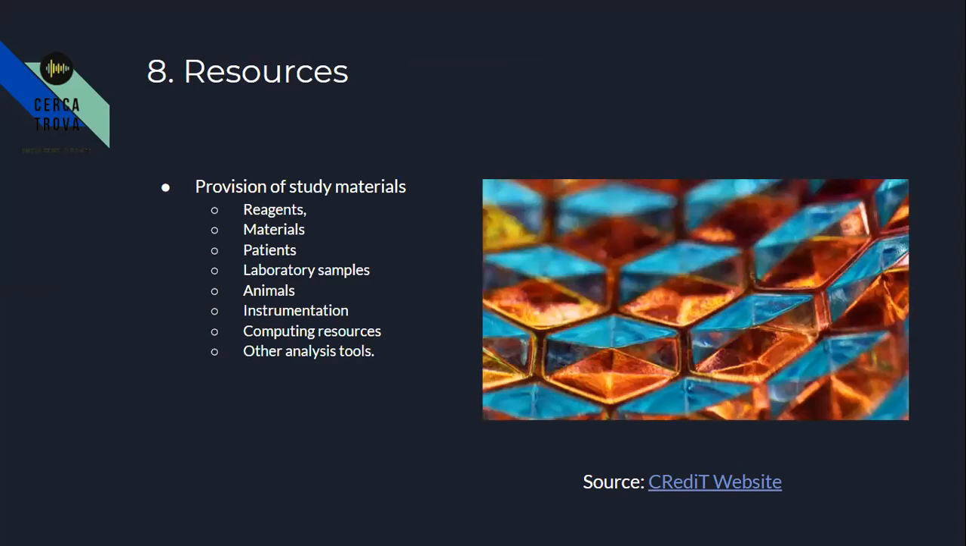The eighth point is resources. Resources means the provision of study material. For example, if you are doing research in a lab, then you will need reagents. And if you are doing research in clinic, then you will need patients, etc. All these things come under resources, and these include reagents, materials, patients, lab samples, animals, instruments, computing resources for software or other analysis tools.